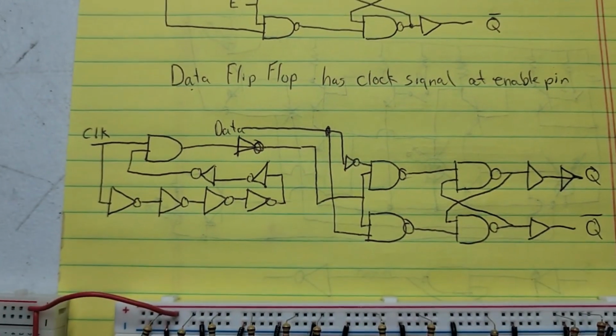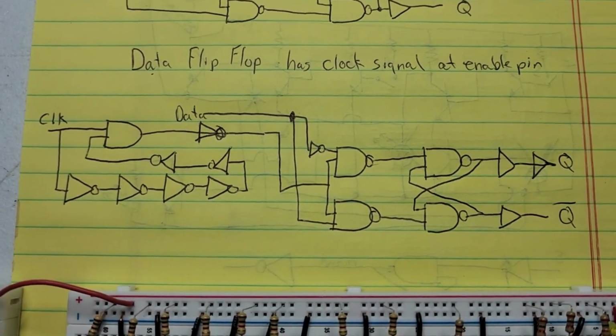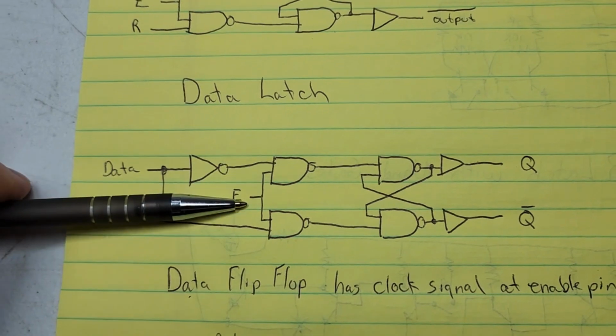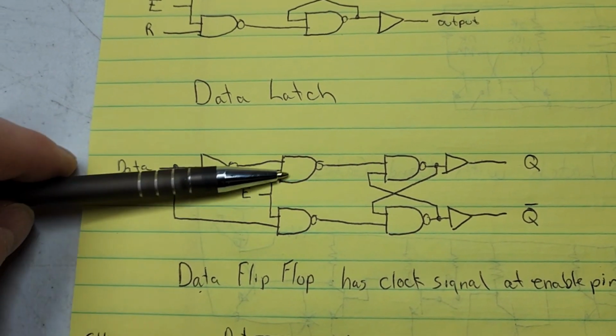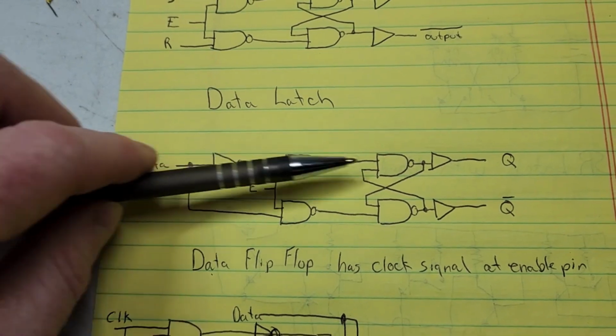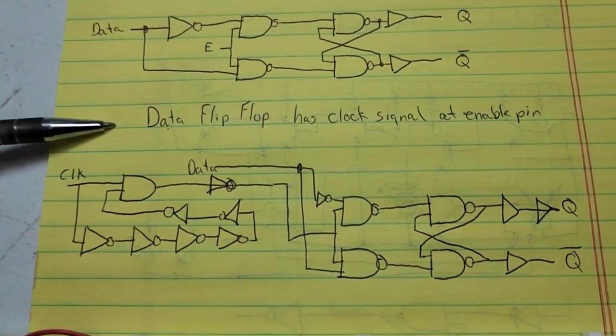Okay, so here's what I'm building. Data flip-flop has the clock signal at the enable pin. So if you remember, here's the data latch. Here's the enable, has the two NAND gates. We had our little enable pin. We had to enable it to change the data, right? So now we're going to use the clock to do that.